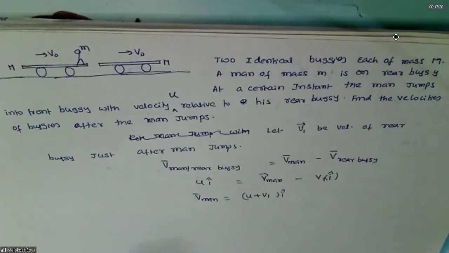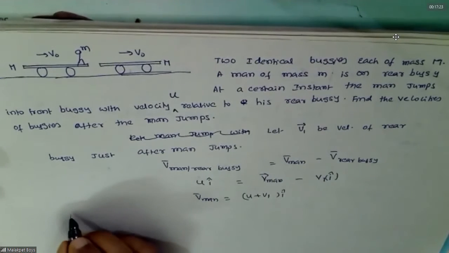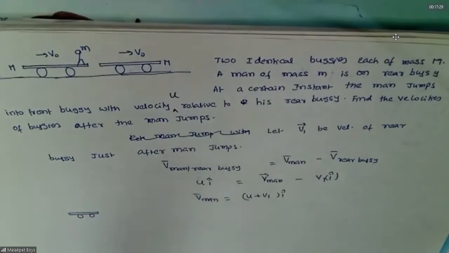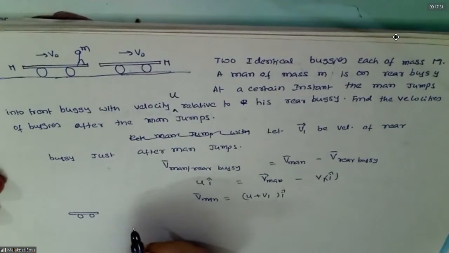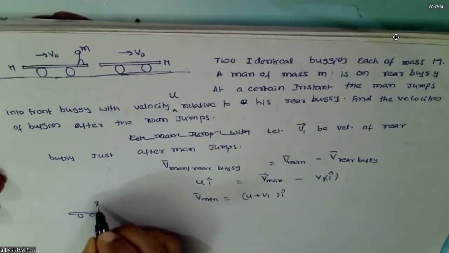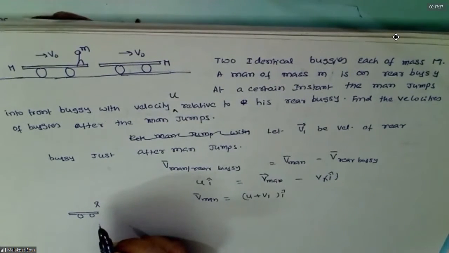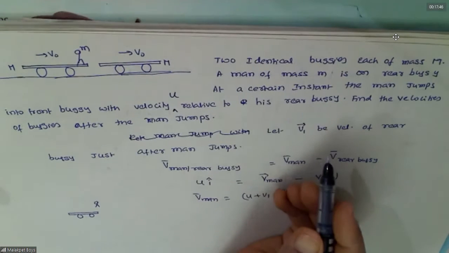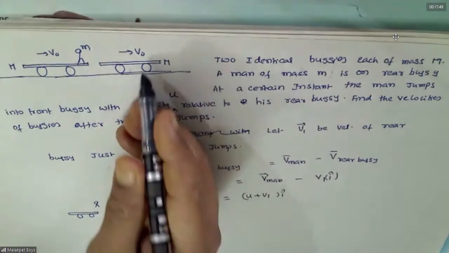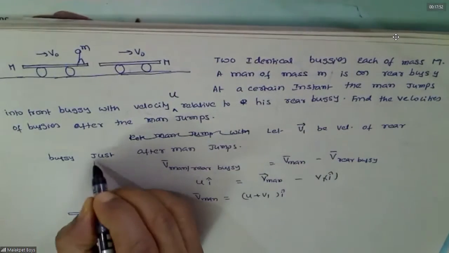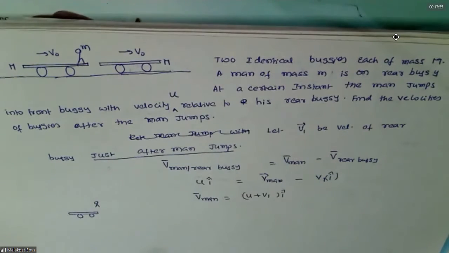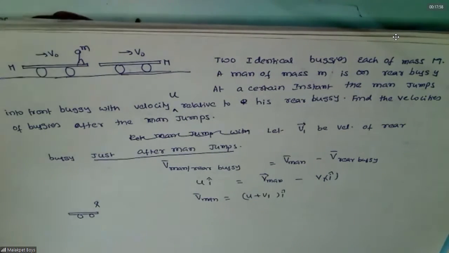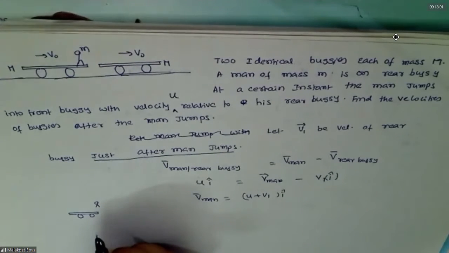Agreed? Agreed, sir. V1 will come. Or not? Sir, how does V1 come? You should write V0 now. Velocity of the man with respect to the buggy, sir. Read that fully, Abrar. Why do you get confused? Before jumping, it is V naught. You are reading the whole problem, but you are concluding at the beginning only. Yes, sir, got it.